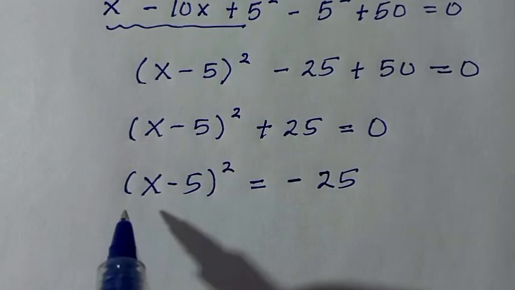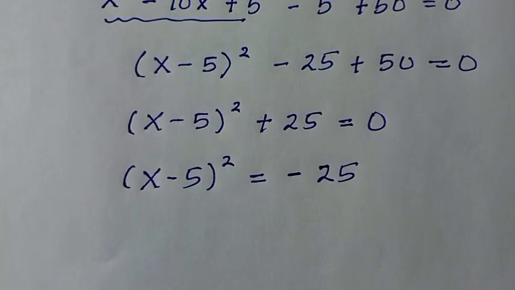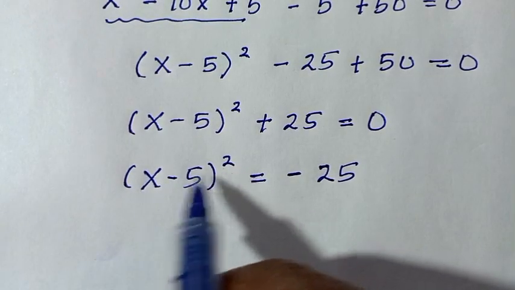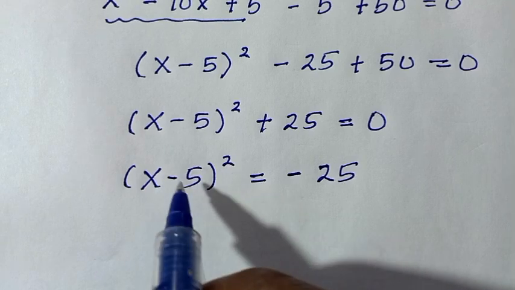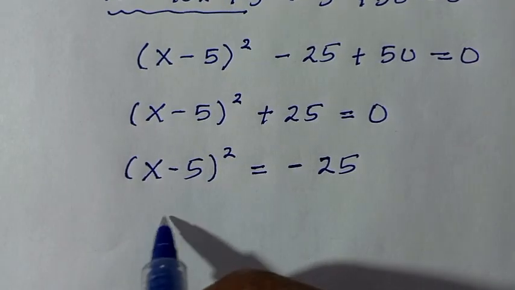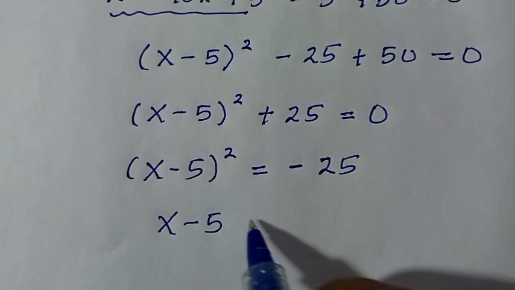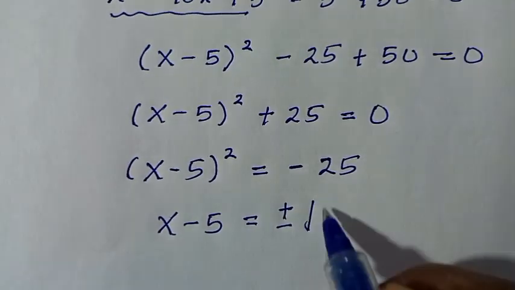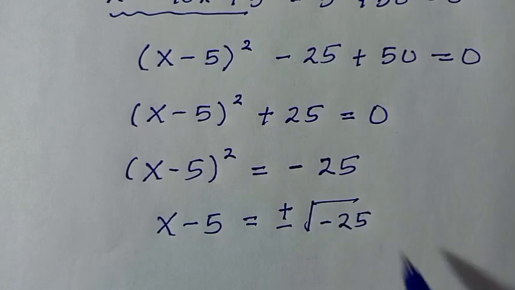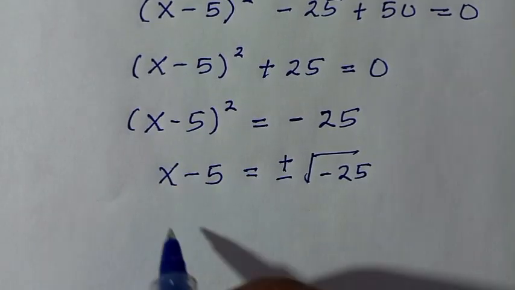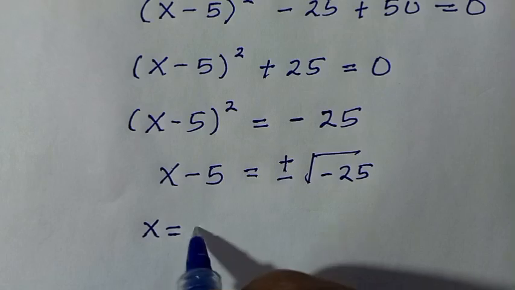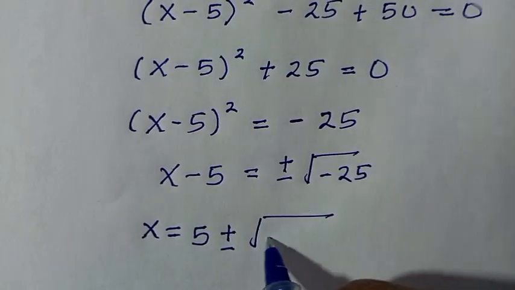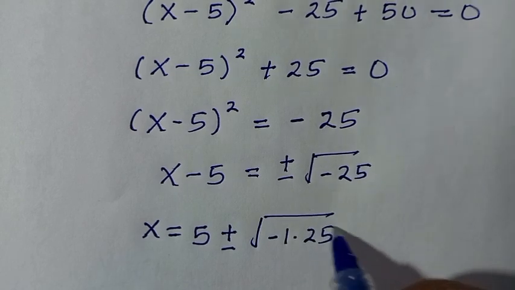And by taking the square root of both sides to cancel this squared, since we need x and x is inside this, we have to take the square root of both sides. By doing that, x minus 5 equals plus or minus the square root of minus 25. And from here we have x equals 5 plus or minus, we write this as square root of minus 1 multiplied by 25.